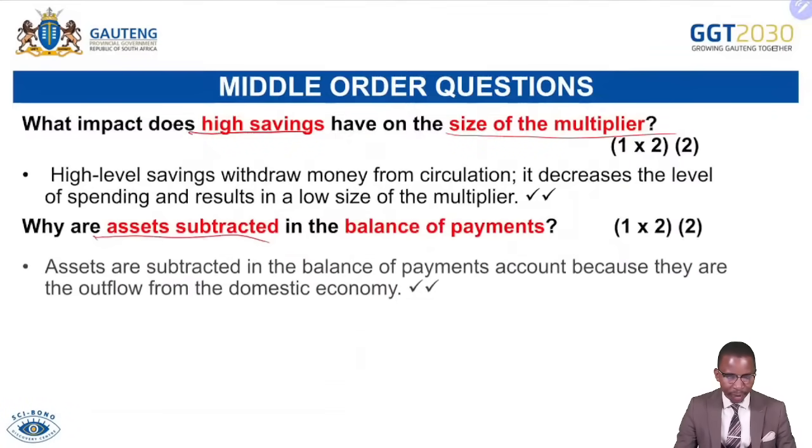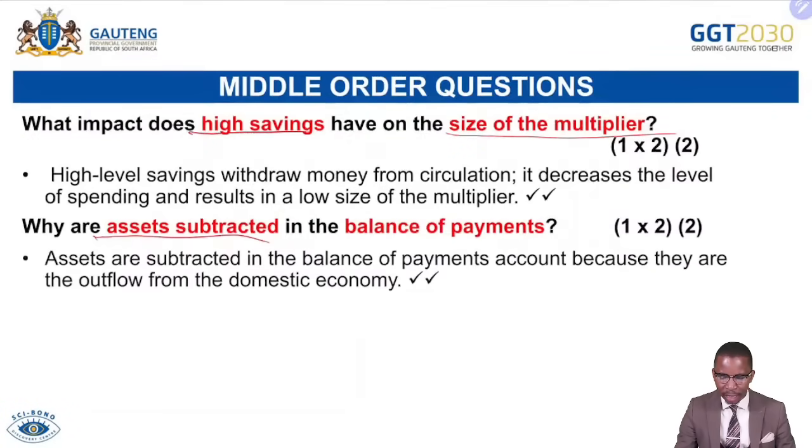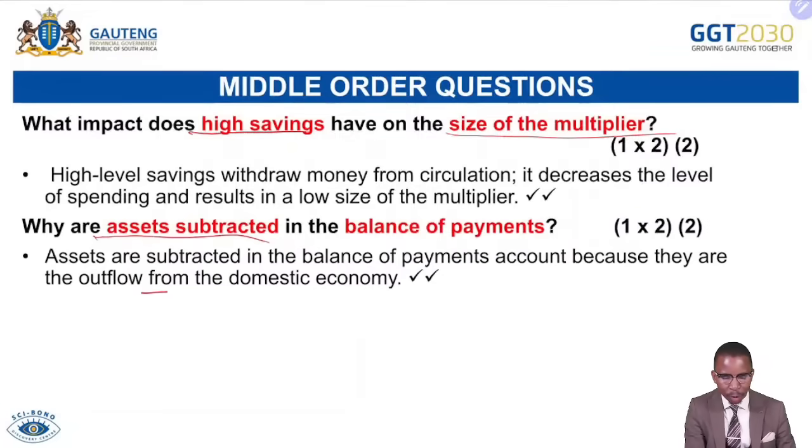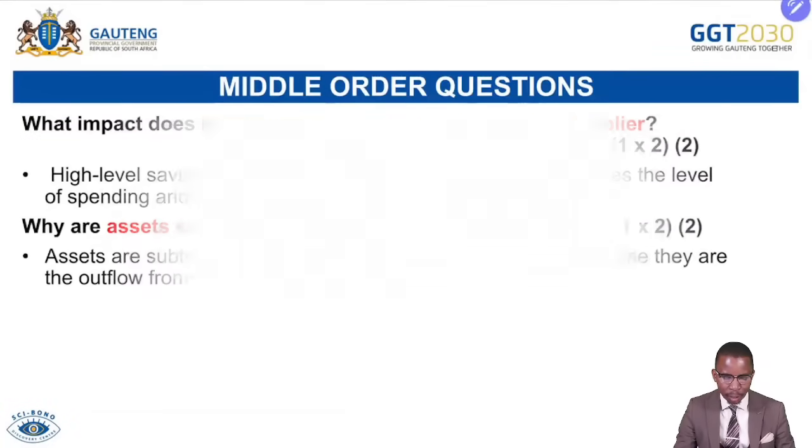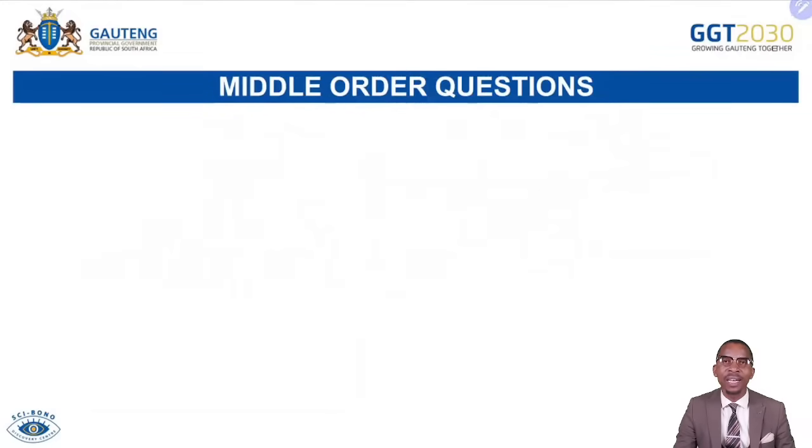So let's check. Assets are subtracted in the balance of payments account because they are the outflow from the domestic economy. Money flows out of the economy because of those assets as they go out. For instance, if as a country we are investing in buying a company abroad, the money will be flowing out, but that money will be recorded negatively as a negative asset. Why do we call it a negative asset? Because it will be accumulative.